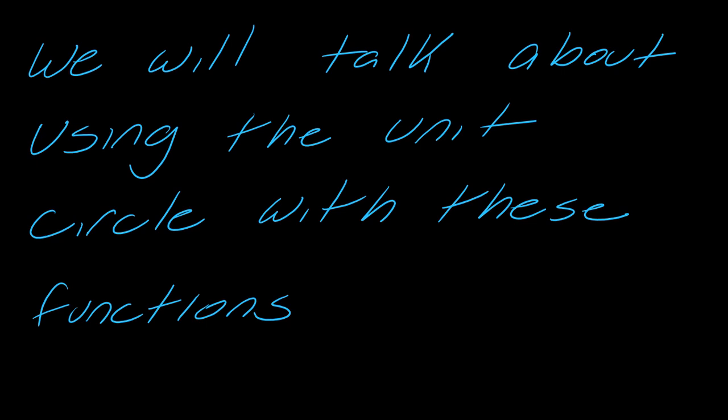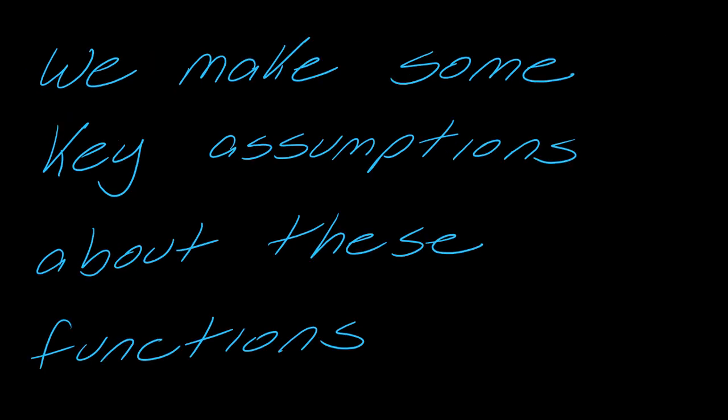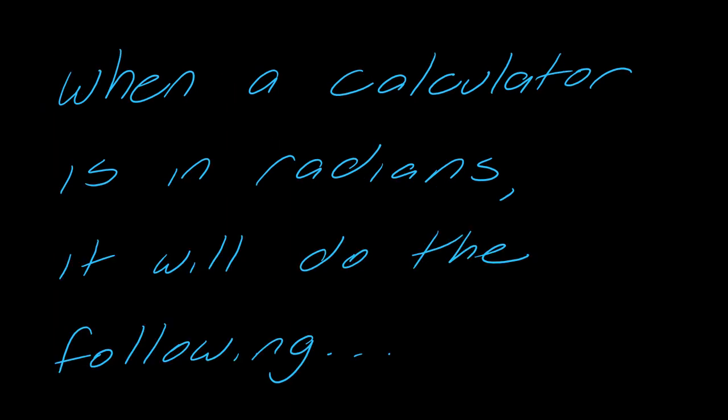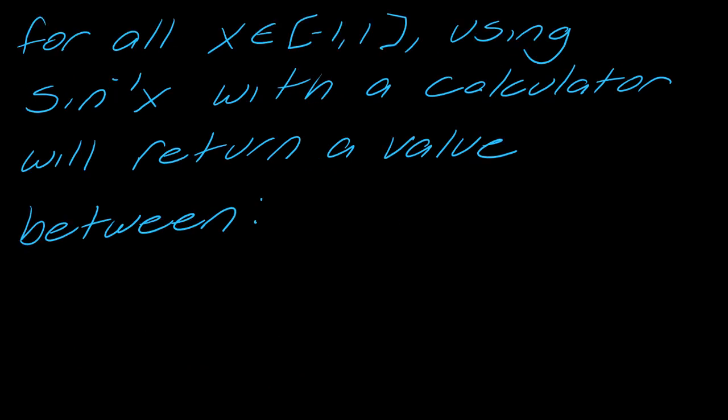In this video, we will talk about using the unit circle with these functions when possible, or using a calculator. We make some key assumptions about these functions, and the reasons why are for another video. But when a calculator is in radians, it makes these assumptions. If you're using inverse sine and you're assuming that x is between -1 and 1, a calculator will only return values between -pi/2 and pi/2.